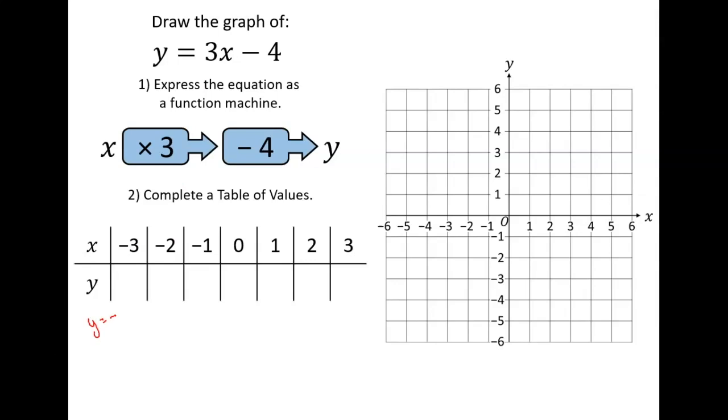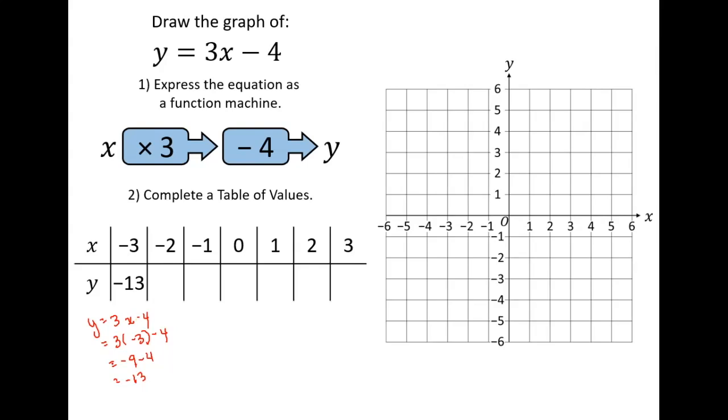And if you're like me, you can write your equation down. So we have y equals 3x minus 4. This just leaves less room for error, I find. So we're going to start with x equals -3. 3 times -3 gives me -9 minus 4. So that gives me -13.